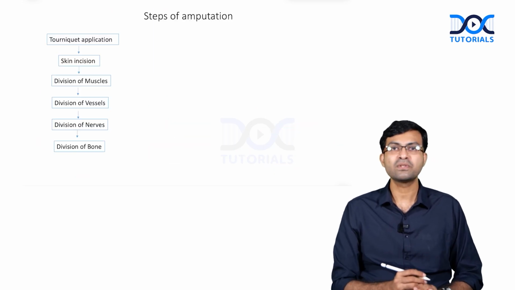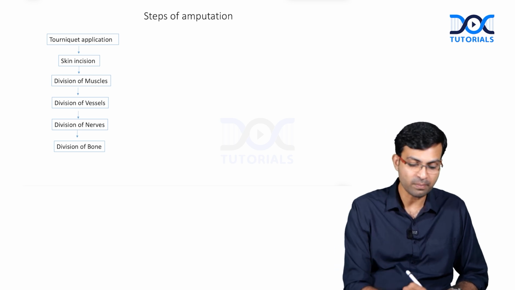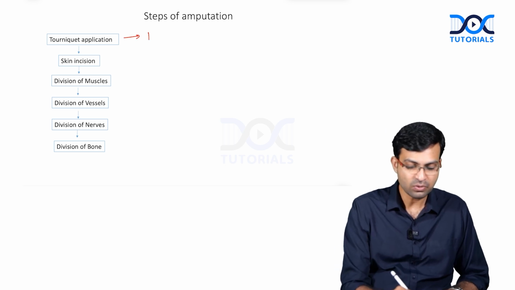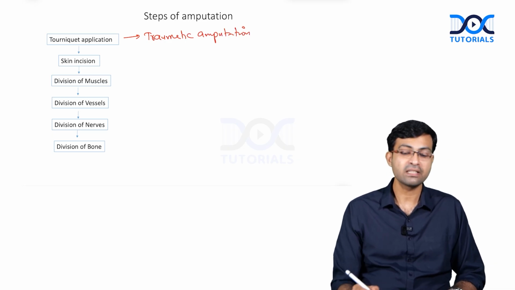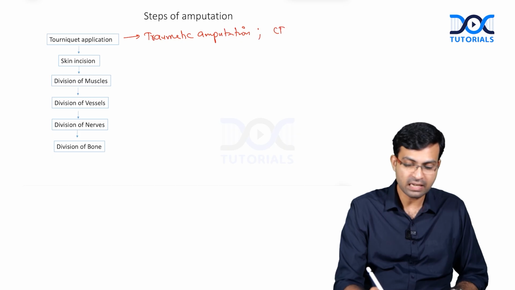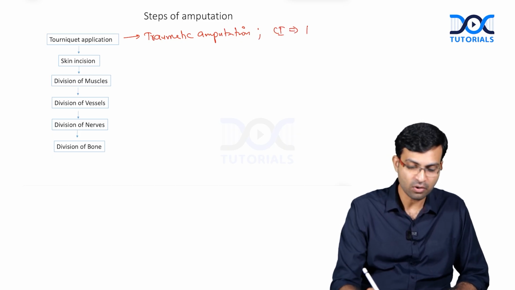Now what are the steps of amputation? First thing that we orthopedicians generally do is to apply a tourniquet. This is usually effective in traumatic amputations. But remember, tourniquet application is completely contraindicated in one condition. Can you tell me which condition? It is contraindicated in POVD.